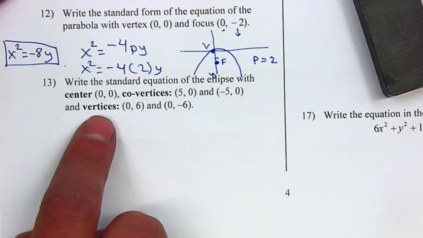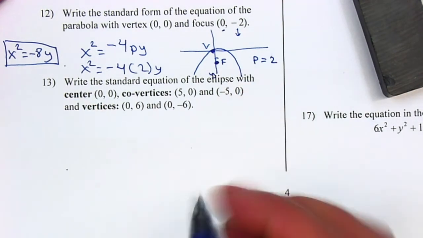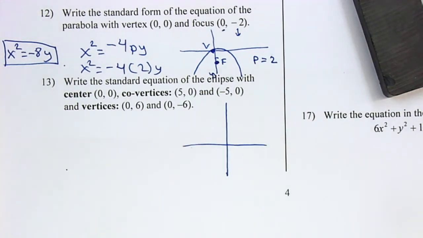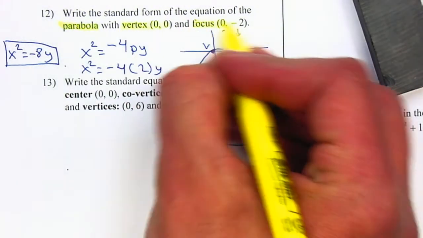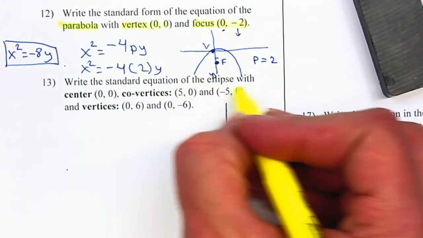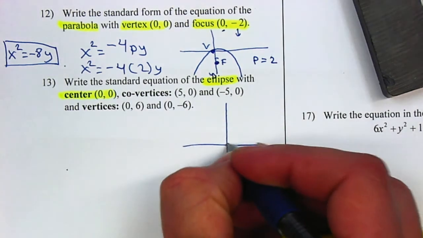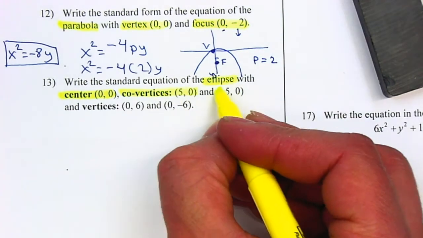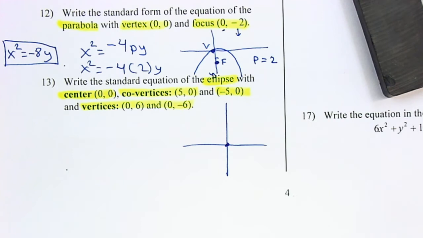Now, problem number 13, same process. You want to be able to make a sketch of all the information. The previous one was a parabola, so they only give you the vertex and the focus. In this case, it's an ellipse, and they give you that the center is 0, 0. The co-vertices are 5, 0 and negative 5, 0, and the vertices are 0, 6 and 0, negative 6.